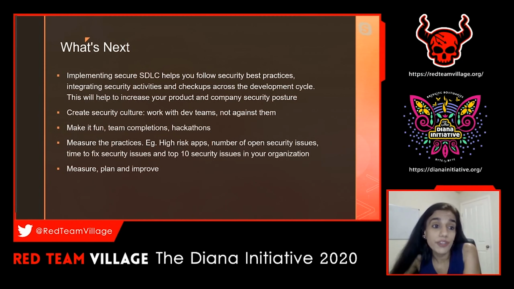And the last thing that I'm going to talk about is to measure the practices. Have a dashboard. Track your high-risk applications, the number of open security issues, and how much time people are spending fixing those open issues. Are they actually getting fixed, or have they been open for a long time? Because if they have been open for a long time, then you have to escalate it. You have to make somebody accountable. So have a dashboard and make sure it's regularly updated. List all the top 10 security issues in your organization. And last, measure, plan, and keep improving by moving left in the SDLC.